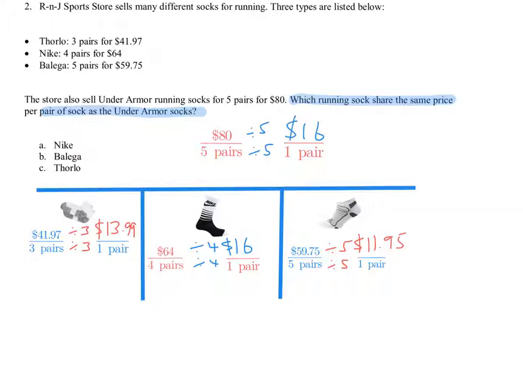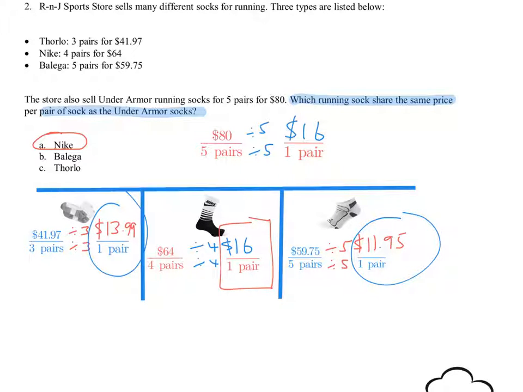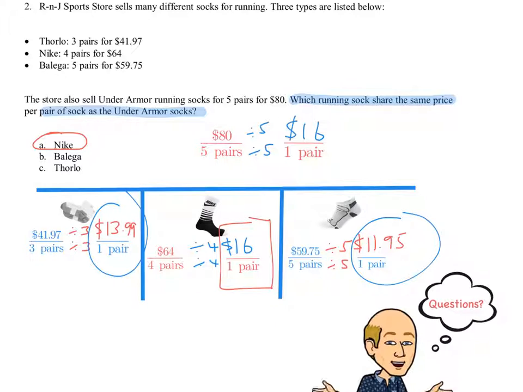So if I look at my unit rates, my Under Armour was 16. The Thorlo was $13.99. You can see that here. The Balega was $11.95, but the Nike was $16. So we're looking to find out which one shares the same price, and that answer is going to be Nike. All right, so let me know if you have any questions.